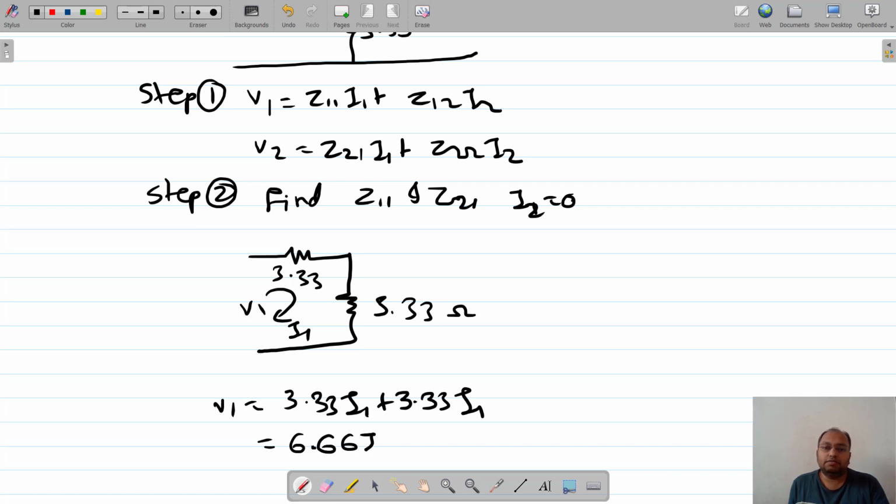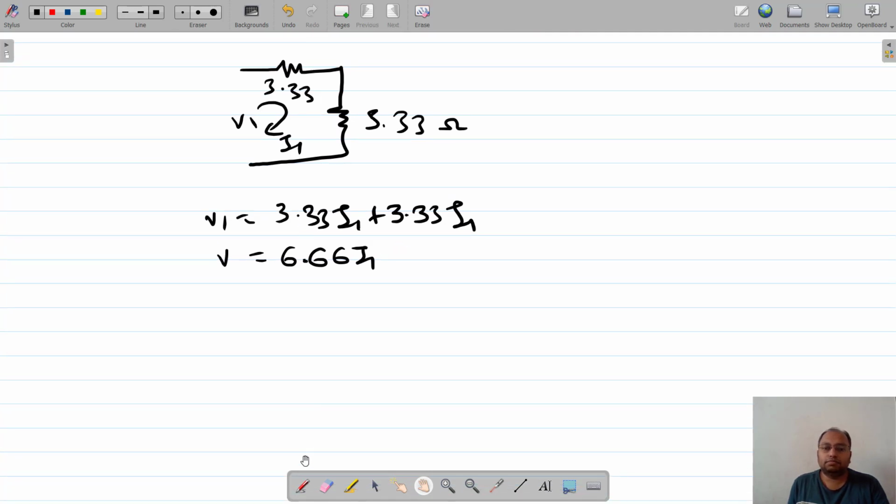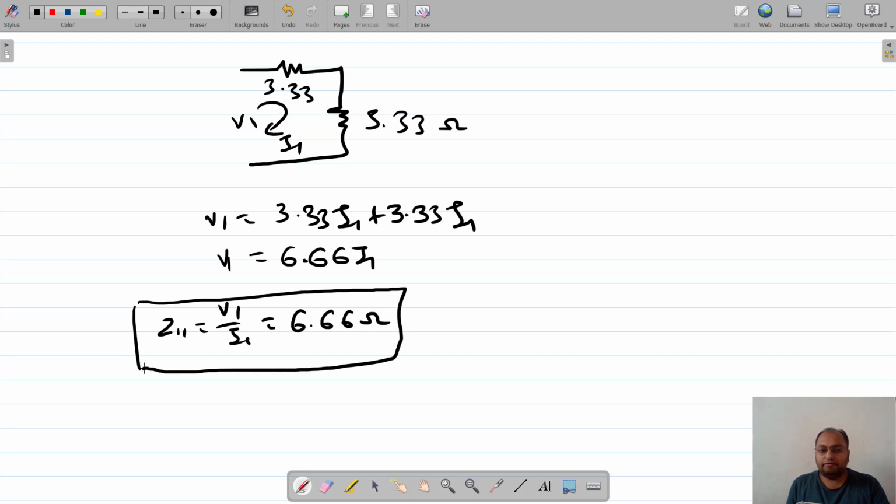Let us take this I1 to the left hand side. So this is nothing but V1. Therefore V1 divided by I1 is nothing but 6.66 ohms, and this is nothing but our Z11, right? So we have got the first parameter.